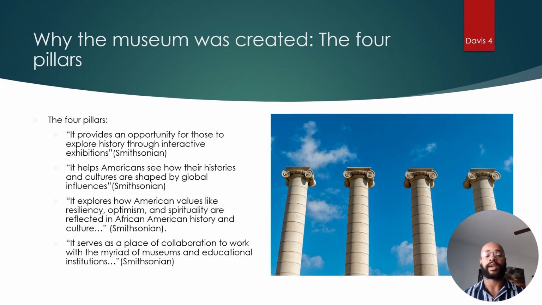The museum emphasizes that there are 4 pillars pertinent to its development. It provides an opportunity for those to explore history through interactive exhibitions. It helps Americans to see how their histories and cultures are shaped by global influences. It explores how Americans' values like resiliency, optimism, and spirituality are reflected in African American history and culture, and it serves as a place of collaboration to work with the myriad of museums and educational institutions.